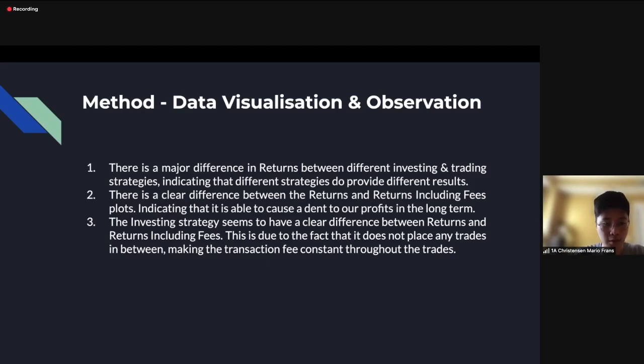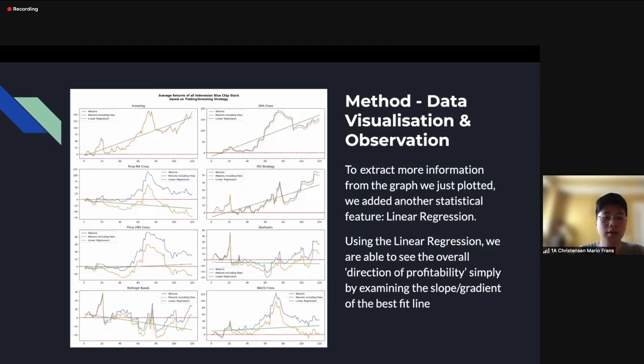And next, to further extract more information from the graph we just plotted, we added another feature, which is linear regression. Using this linear regression, we're able to see the overall direction of profitability simply by examining the slope or the gradient. We can actually look at it simply with our naked eyes at the moment. And we can see that there are some strategies that are making money in the long term, and there are strategies that are losing or barely even making money in the long term.